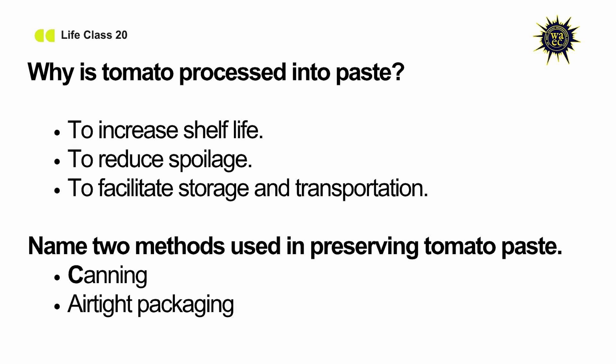Now, two methods used to preserve this specimen. Number one is canning. Number two is airtight packaging. So you know that this specimen most times comes in a tin or in an airtight package.